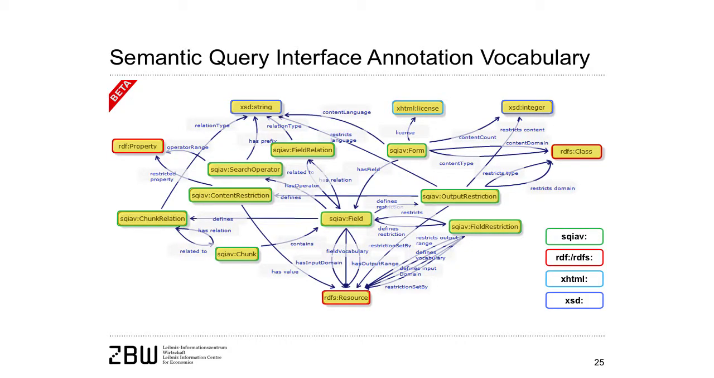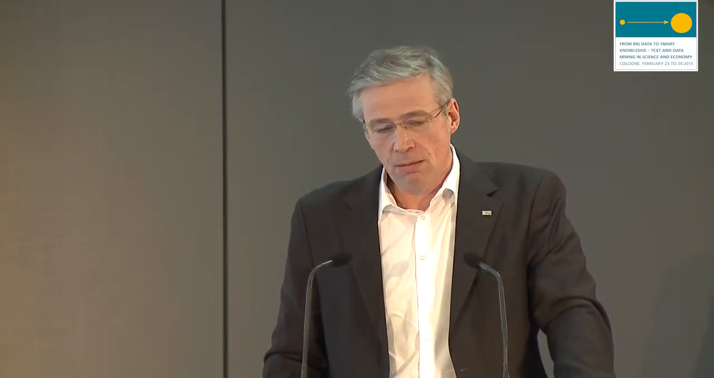This is the overview of the query interface annotation vocabulary, because what I showed you is just part of the complex query interface. Once we have that, search engines understand our query interface, because it has been described semantically with a standard like schema.org. Now, Google can analyze the semantics of that query interface and can start their queries through their crawlers and robots.